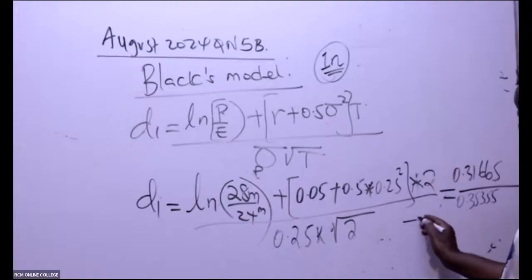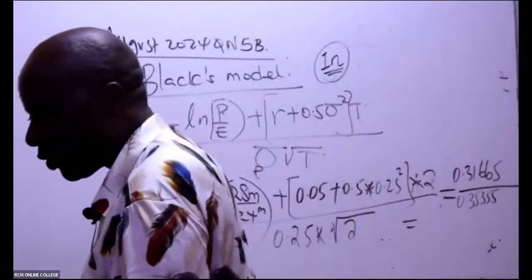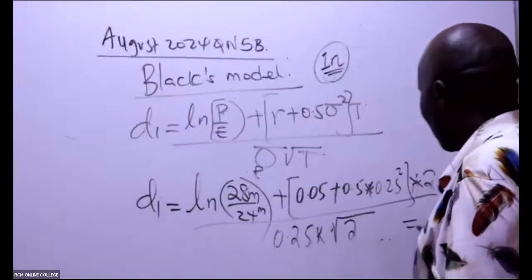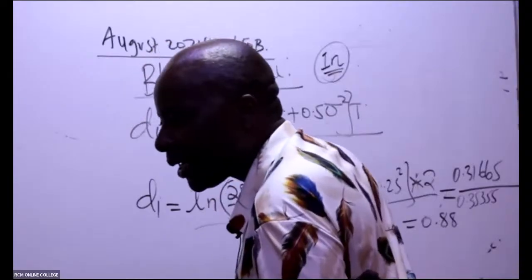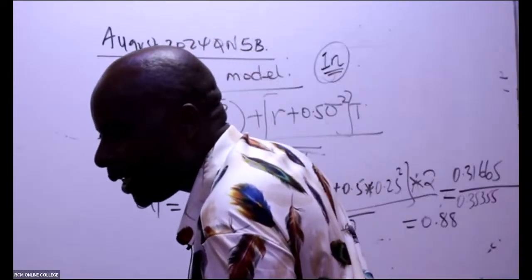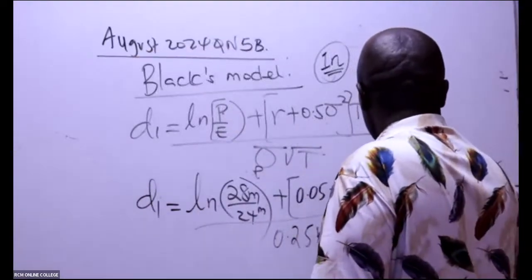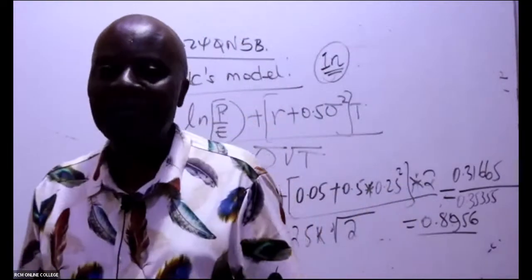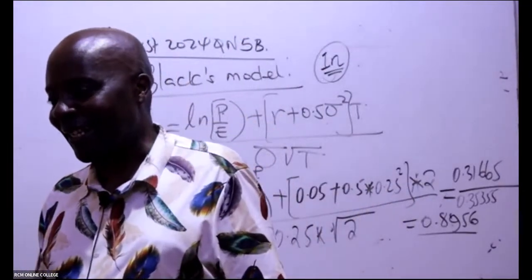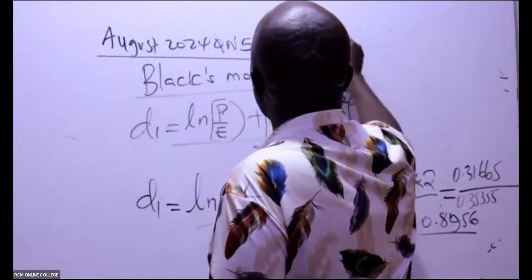0.35355, which will then end up giving us what figure of D1? 0.88... 0.8956. 8956, 8957, same thing, isn't it? Same thing. Now, once I get that, straight away I'll be able to get my D2.